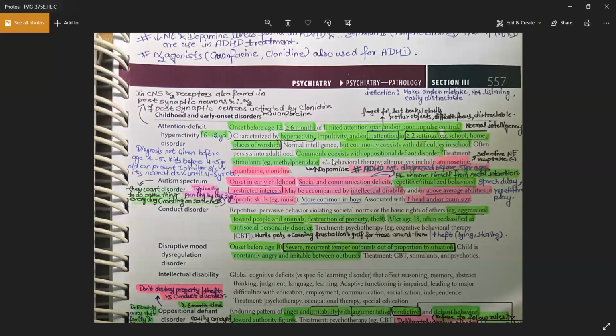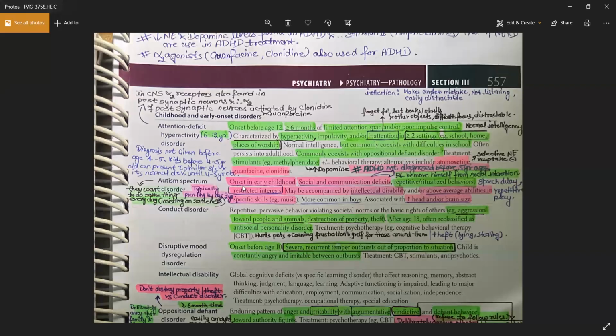Atomoxetine is a non-methylphenidate drug. It also increases the concentration of dopamine. It has low side effects, and it also has low dependence. So atomoxetine is a very important drug. Methylphenidate, atomoxetine, guanfacine, clonidine: these are all treatments for ADHD. Any doubt?